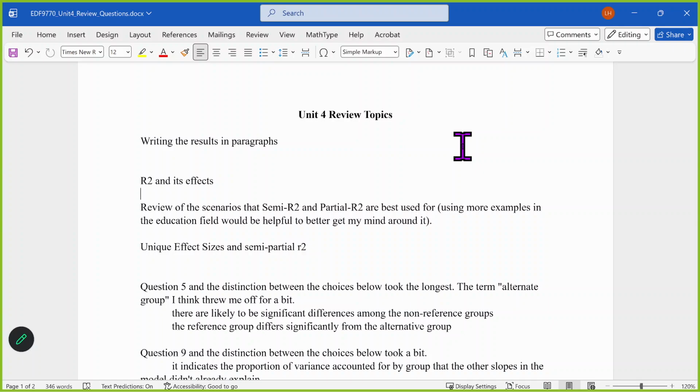Does that help at all? I don't know if it does. Can someone think of an example from your work or your research where you would have a question as to what to use?